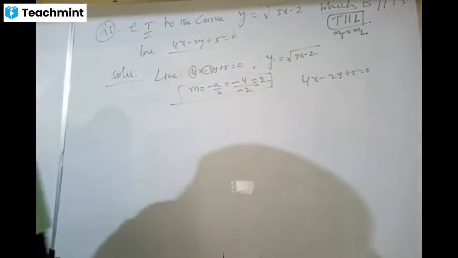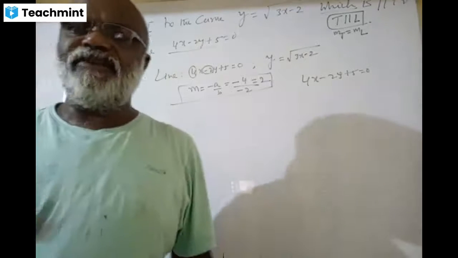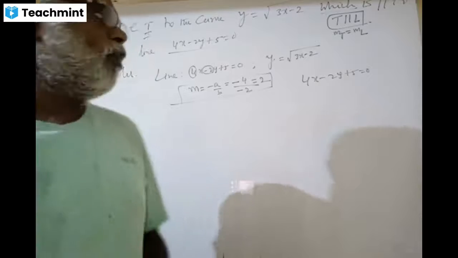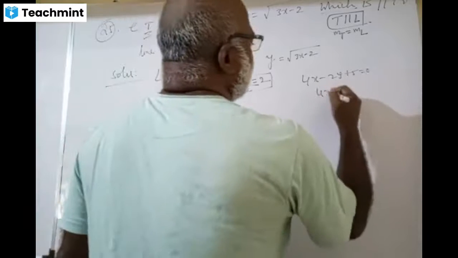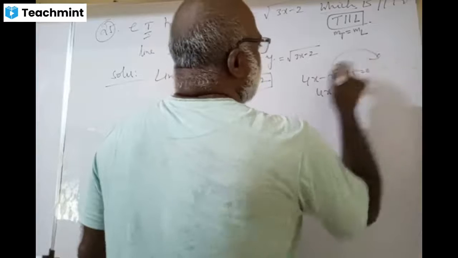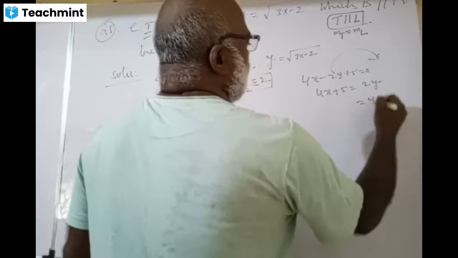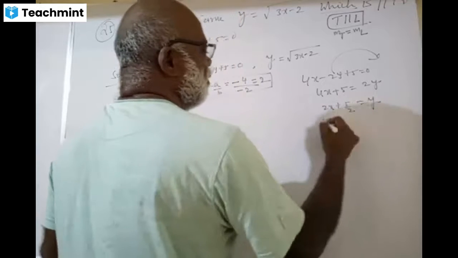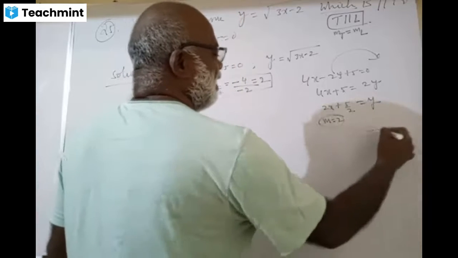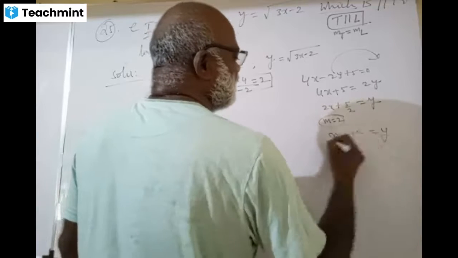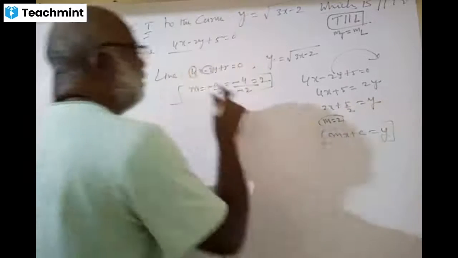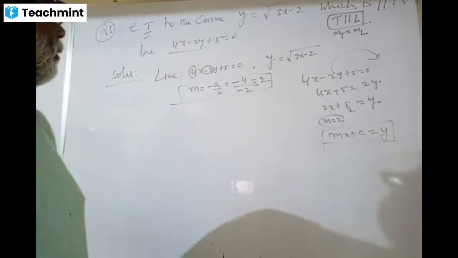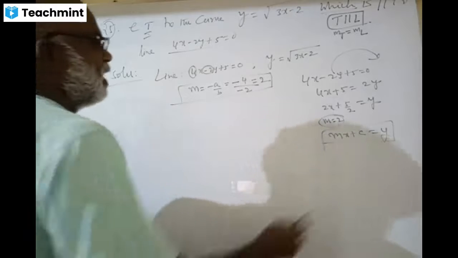The y equals mx plus c form. Put 4x plus 5 equals 2y, so y equals 2x plus 5 by 2. Now y is mx plus c, so what is m? 2. Wow, what a way to do this. You need not remember the formula minus a by b. So, friends, m equals 2.